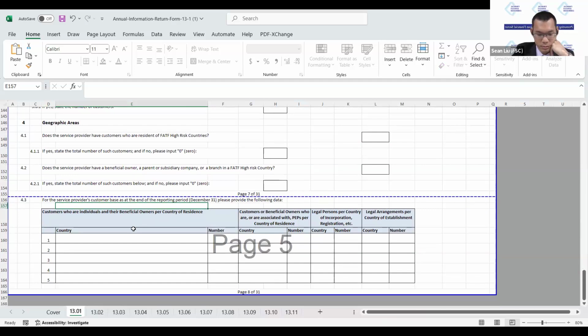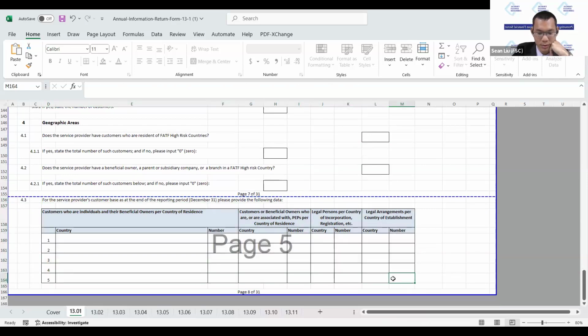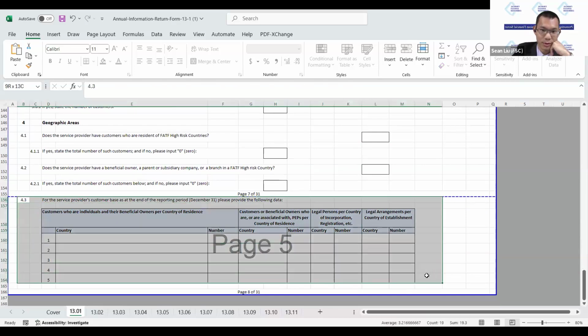Moving on. Item 4.3. This will be mandatory for everyone to complete, whether you're corporate services, trust, or both. This will be mandatory for those who have a December year end. So just keep that in mind. Item 4.3, it's mandatory for any licensee with a December year end.